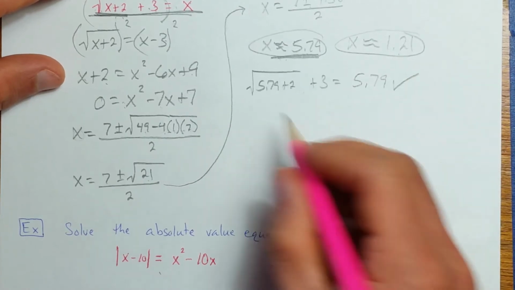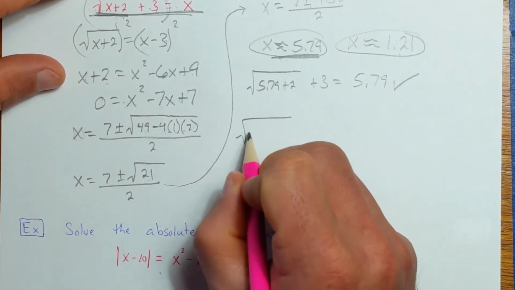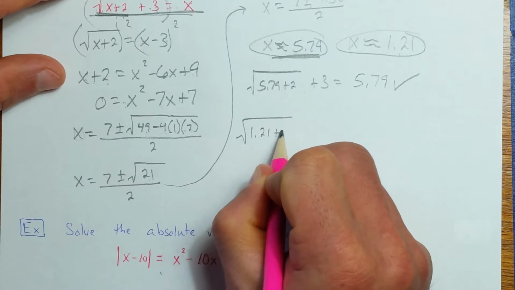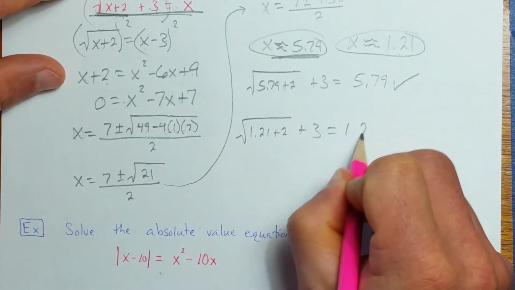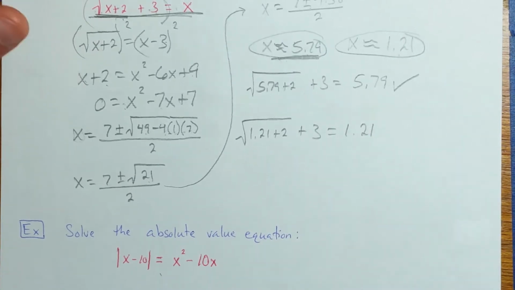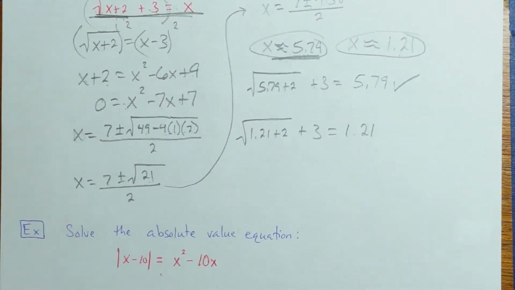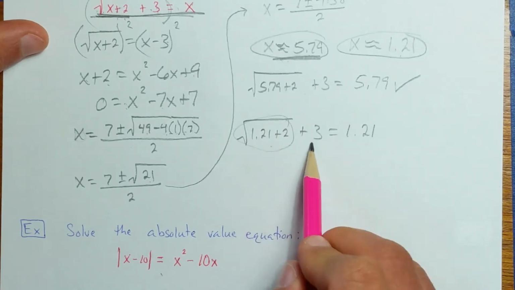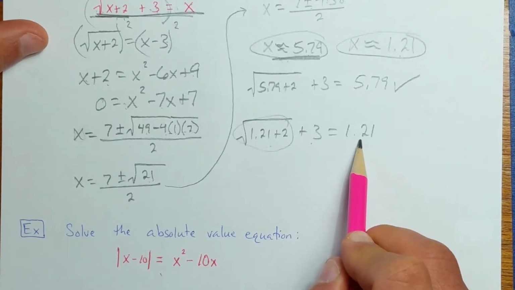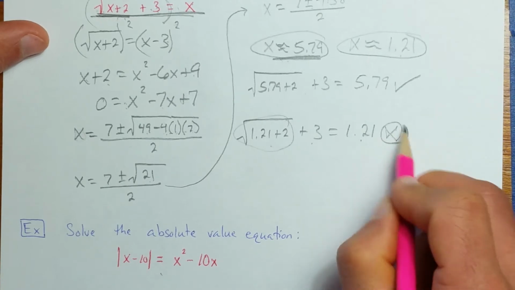Now we got to check this one. So I've got the square root of 1.21 plus 2, then plus 3, and then asking myself, is that equal to 1.21? Now without a calculator, I know this isn't going to work because this has to be a positive number. If you take a positive number plus 3, it's definitely going to be bigger than 1.21, so I know that's not going to work.